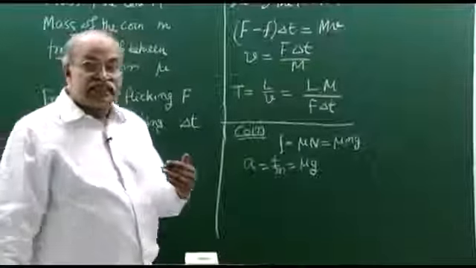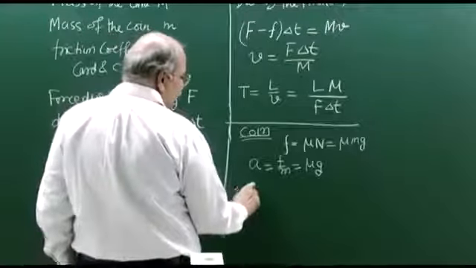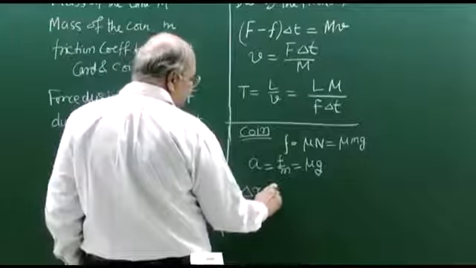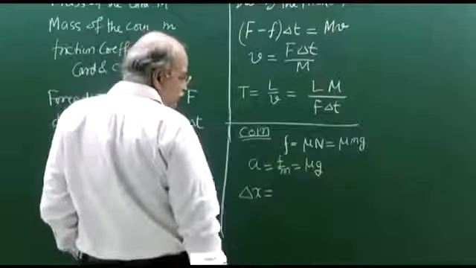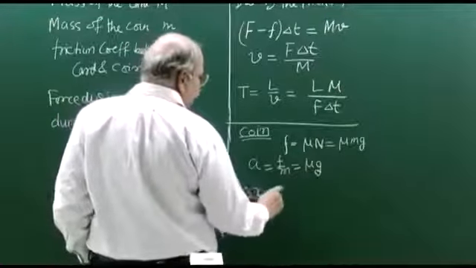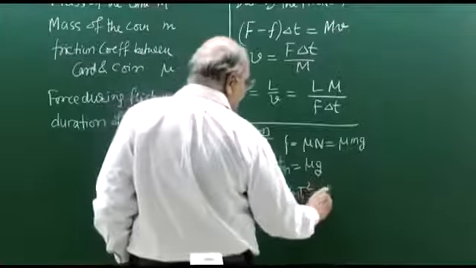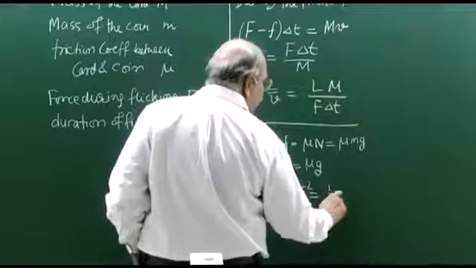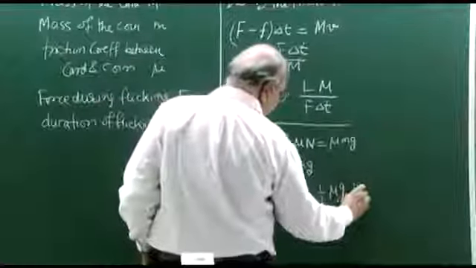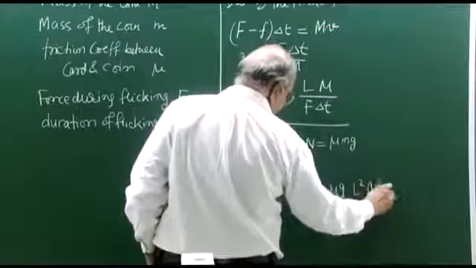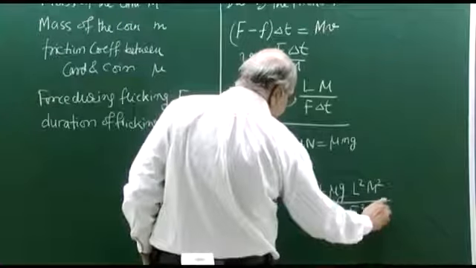So, the distance travelled by the coin, delta x, the distance travelled by the coin in this time interval, when it finds no card below it. So, that will be half into a into t square, and that will be half into mu into g, and t square means L square here, m square here, and divided by F square here and delta t square here.